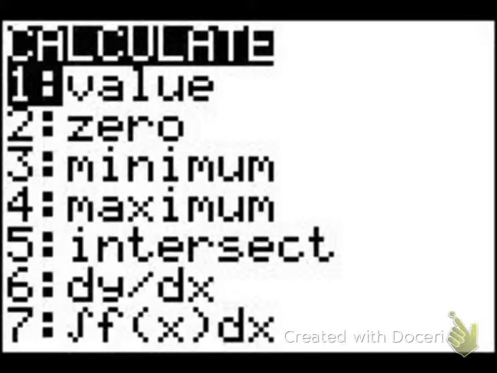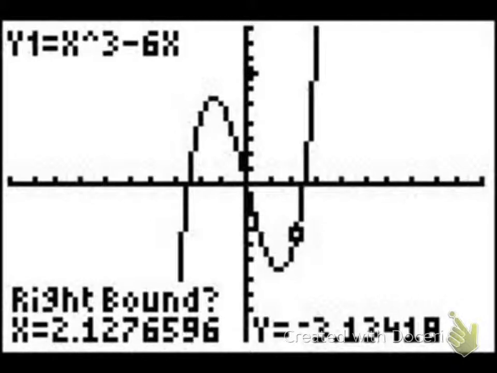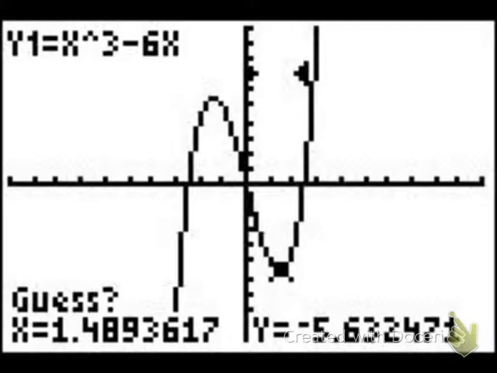So you hit number 3 for minimum, and it's going to ask you 3 questions. It's going to say left bound, right bound, and guess. So you can sort of see my cursor over here. It is to the left of that minimum point, and I'm going to hit enter right there. And then after I do that, it's going to say right bound. So I take my cursor to the right of that minimum point, and I hit enter. And you're going to see these black triangles that pop up at the top of the screen. You're telling your calculator, hey, I think there's a minimum in between here, or hey, I think there's a maximum or a zero, whatever you're asking it to find.